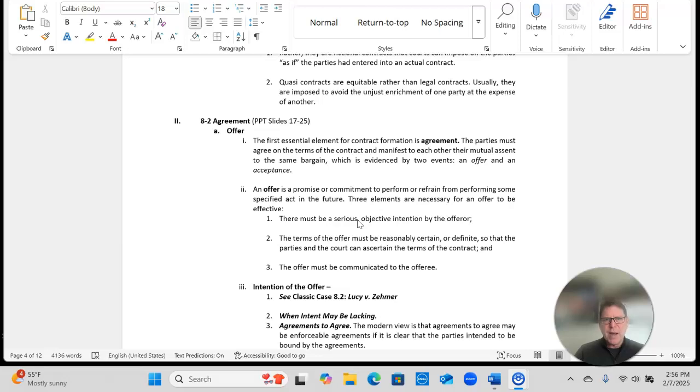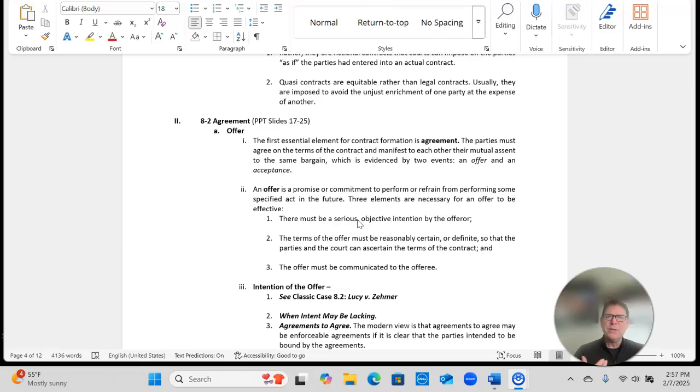So what does it mean to rise to the level of an offer? Well, there has to be serious objective intent by the offeror to enter into this contract. The terms of the offer must be reasonably certain or definite so that the parties and the court can ascertain the terms of the contract. For shorthand, we call that definite and certain terms. And then thirdly, it must be communicated to the offeree.